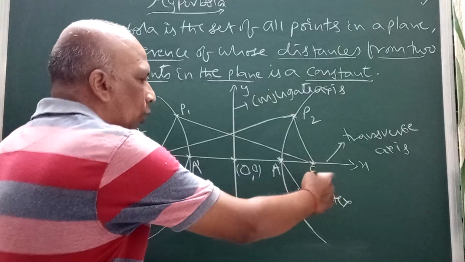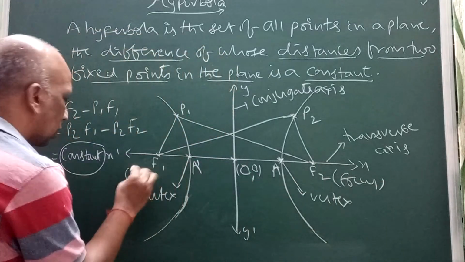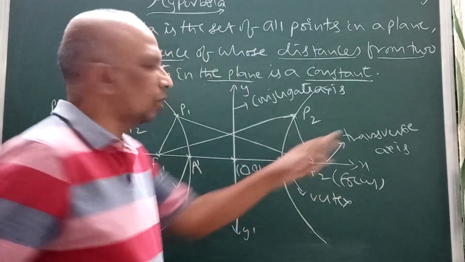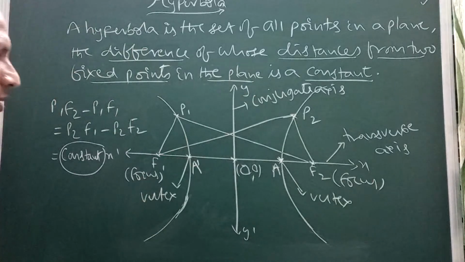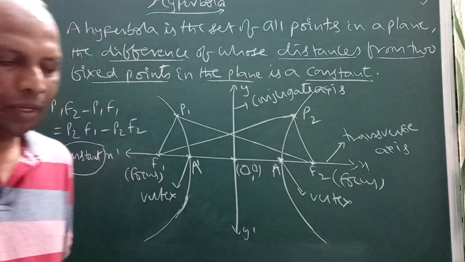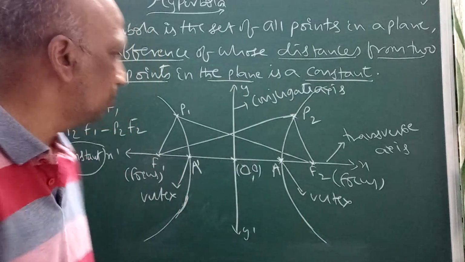Fixed points are called foci. This is a focus, and here also this is a focus. Focus, focus, transverse axis, conjugate axis, vertices, we have discussed these now. What I will do now is explain the distances again.